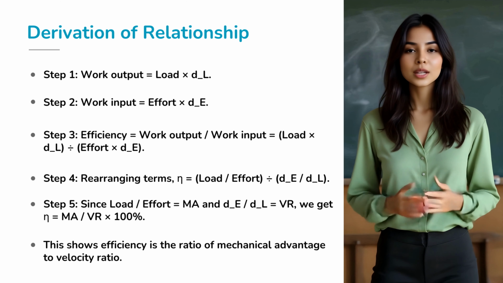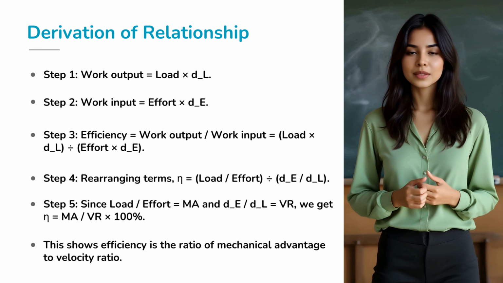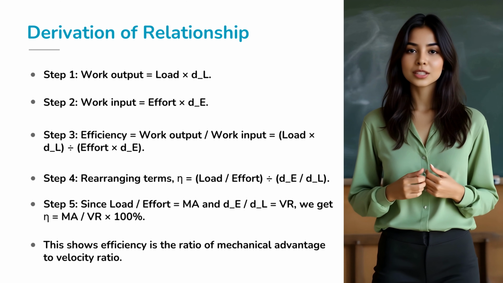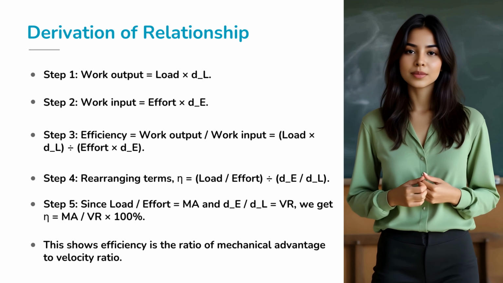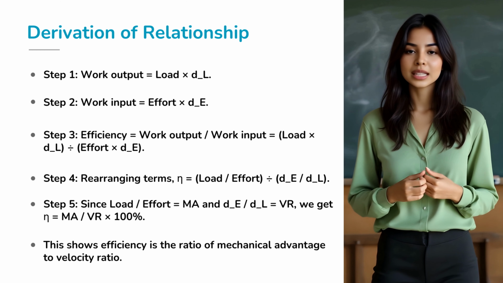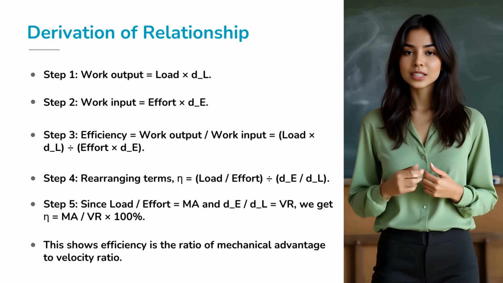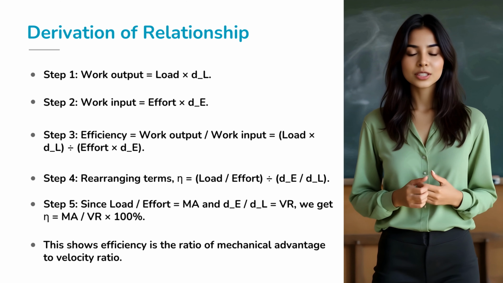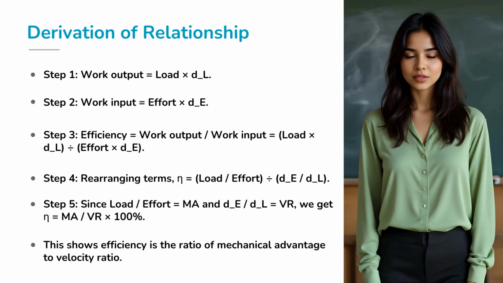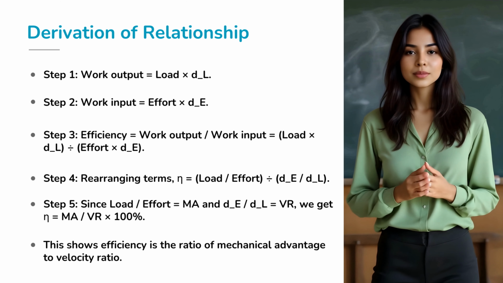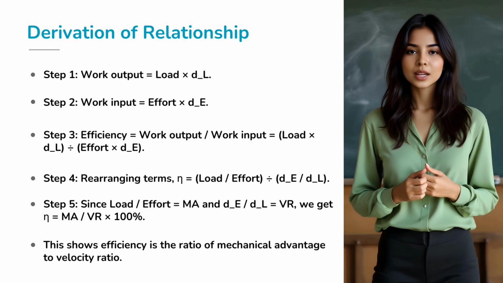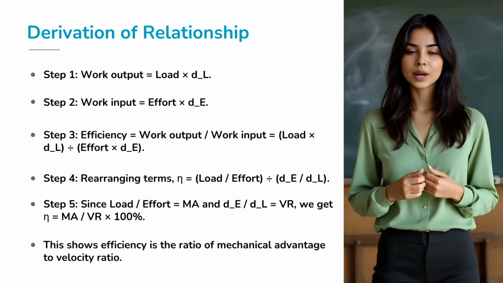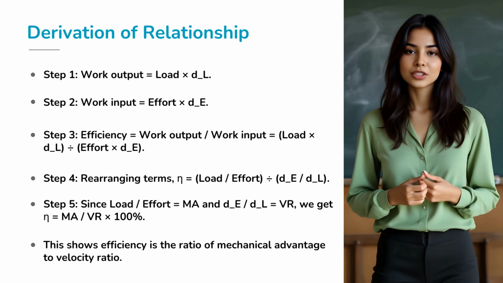Let's carefully derive this result. Step 1. Work output is equal to load multiplied by distance moved by the load. Step 2. Work input is equal to effort multiplied by distance moved by the effort. Step 3. Efficiency is equal to work output divided by work input. Substituting, this becomes load multiplied by distance moved by the load, divided by effort multiplied by distance moved by the effort.